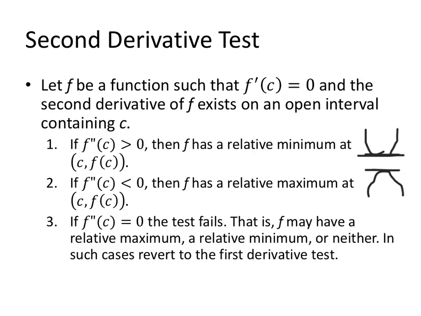Unfortunately, if the second derivative is also 0, the test fails. It may be a maximum, maybe a minimum, might not be either one. In the case where the second derivative test fails, go back to the first derivative test and see if the graph changes from increasing to decreasing or decreasing to increasing there.